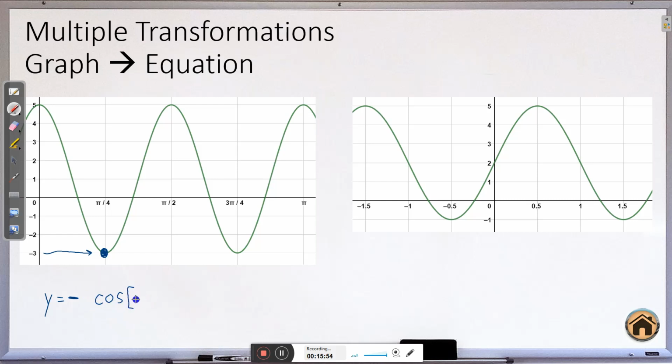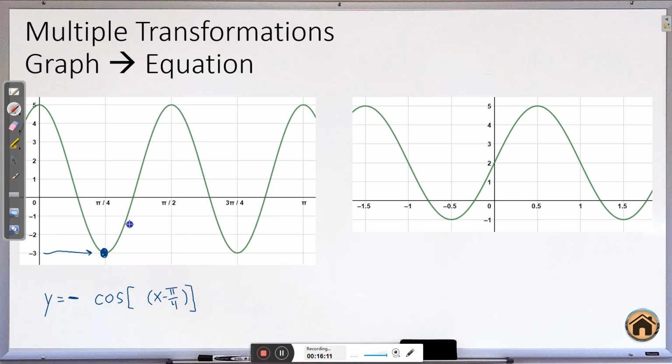I don't know the amplitude, so I left some space there. I don't know the b value or the period, so I left some space there. But I am seeing here that this was moved pi over 4 units to the right. So that will be x minus pi over 4. And I don't know the midline yet, so I've left that blank.